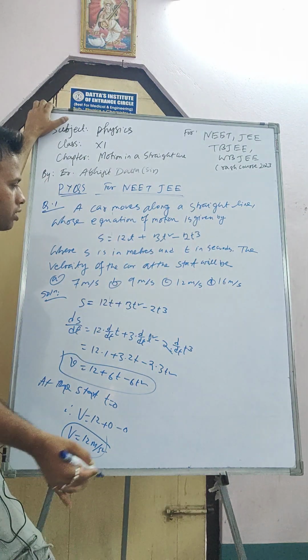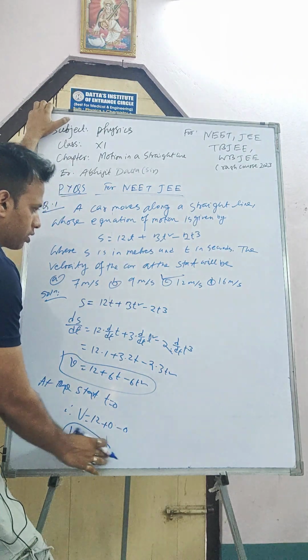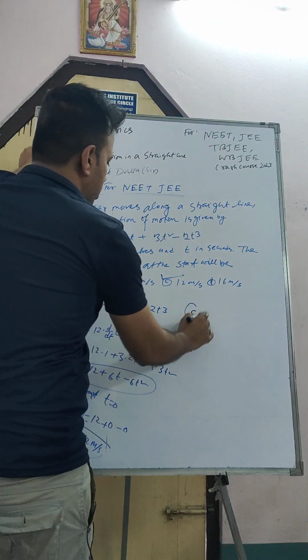So which option is correct, sir? 12 meter per second. Option C is the correct answer.